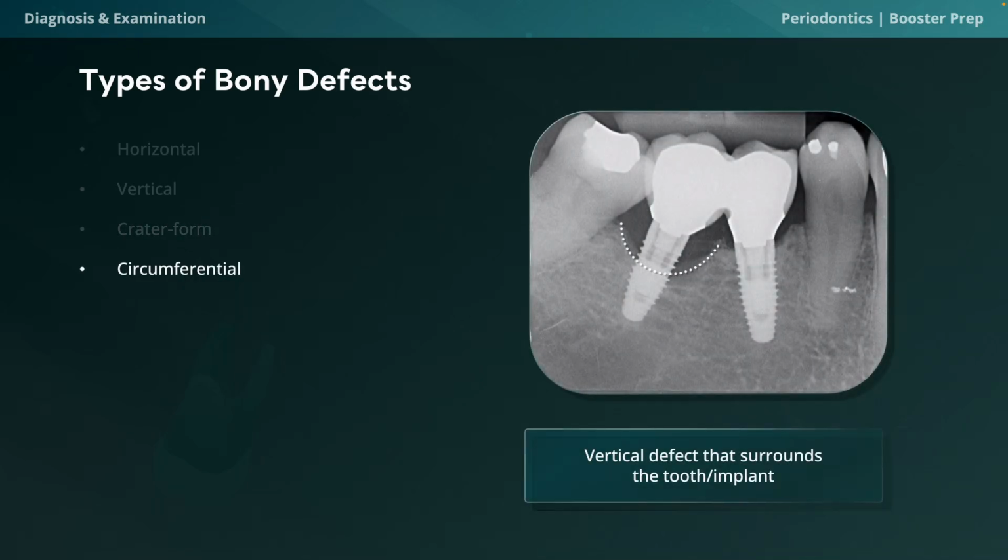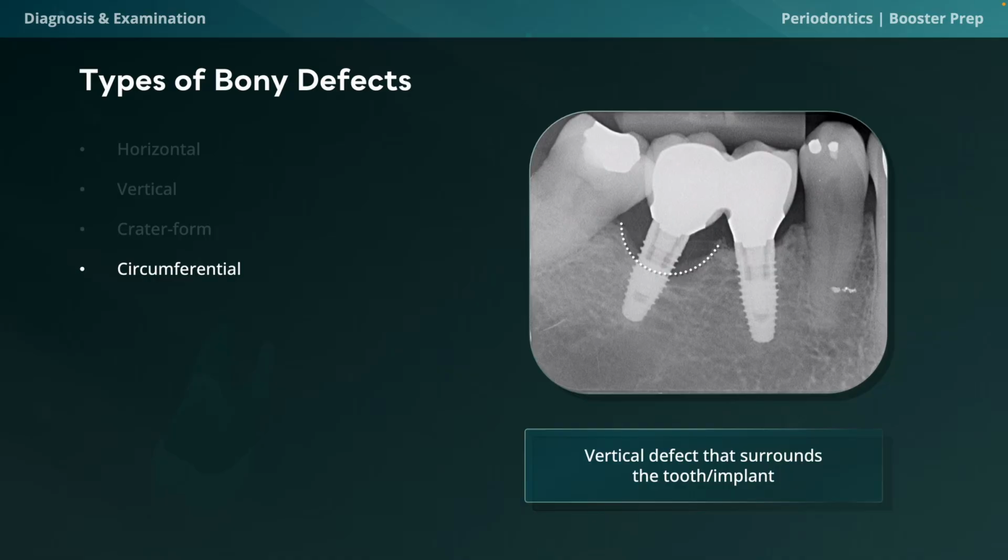Lastly, we have the circumferential defect. This is most clearly seen around implants with peri-implantitis. So chances are, if you have a question regarding peri-implantitis, it may have a circumferential defect. The definition is that it's a vertical defect that completely surrounds the tooth or the base of the implant, hence the name circumferential, or a 360-degree defect.